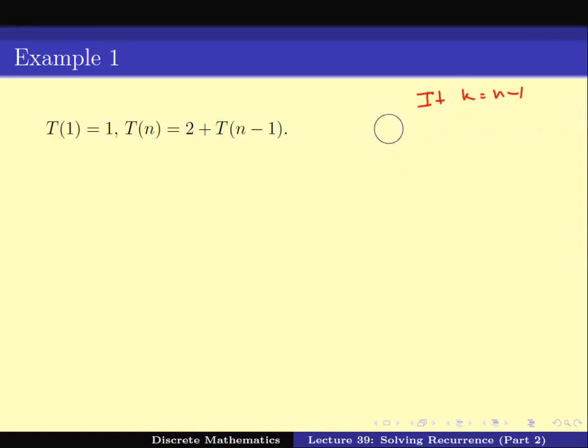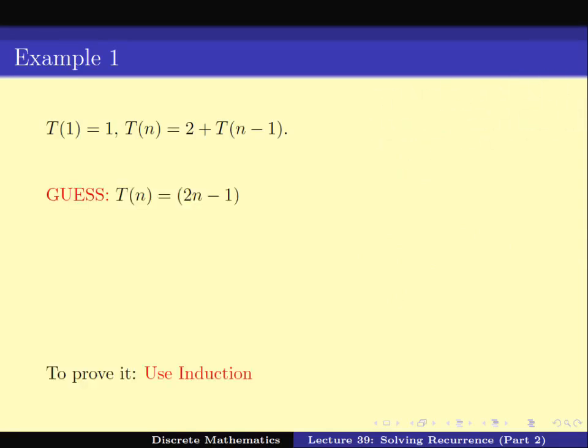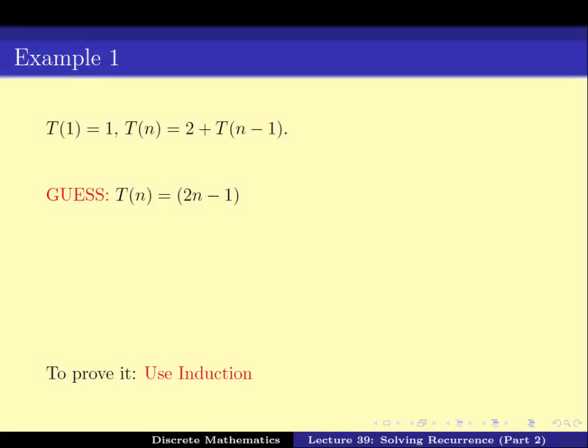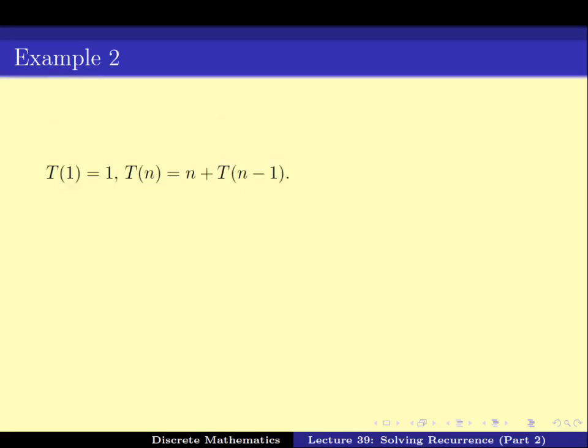So in this case, Tn equals 2n minus 1 is the guess, and we prove it by induction. We have seen in the last video that this is indeed the right way of guessing it, and we have the right guess by proving it by induction. Now let's move on to the next example.